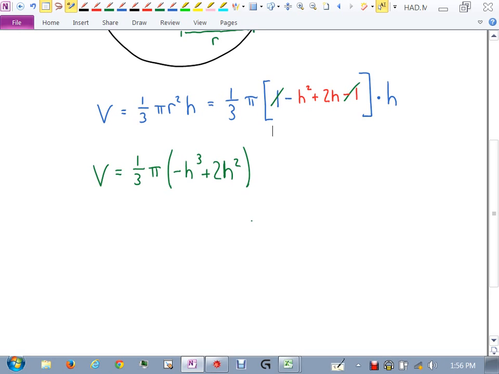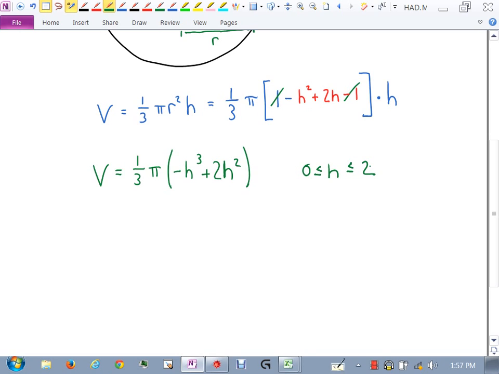Do you have any restrictions on h? What's the smallest h could be? 0. What's the biggest h could be? 2. Twice the radius, right? Closed interval method. All I need is a derivative, right?